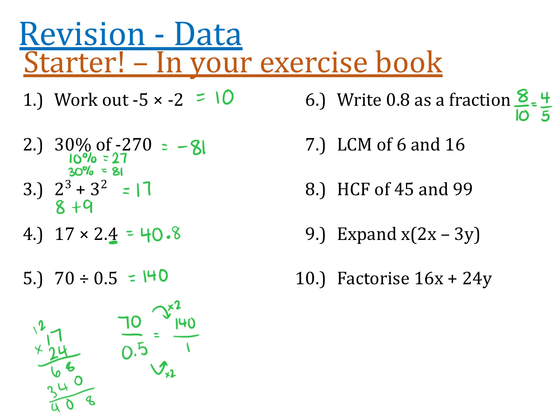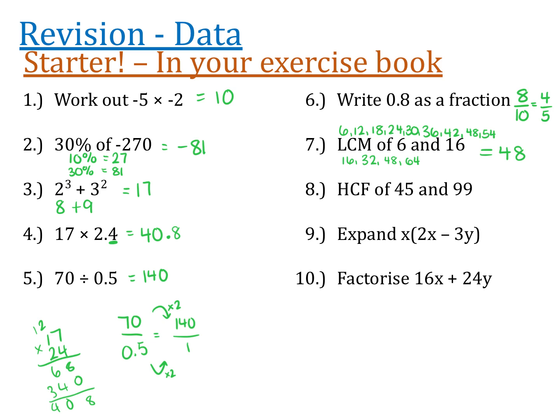The lowest common multiple of 6 and 16. In a test, you'd probably have a little bit more space than this, but for the lowest common multiple, we're going to write the multiples of 6: 6, 12, 18, 24, 30, 36, 42, 48, 54. And then let's try 16: 16, 32, 48, 64. All right, 48 looks like it's in both of them. That looks like the only one that's common to both of them. So the lowest common multiple is going to be 48.